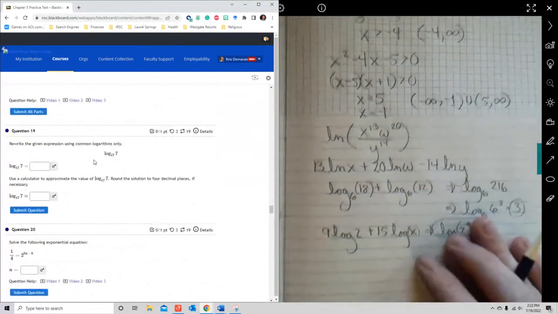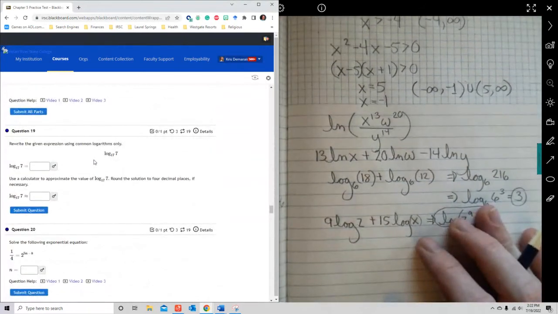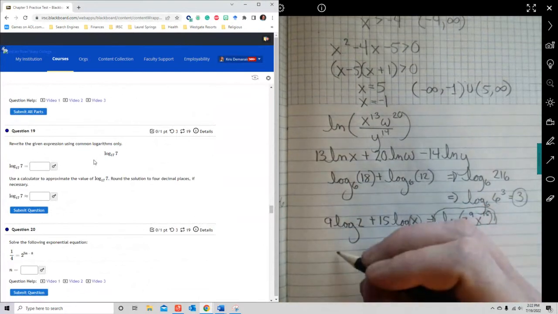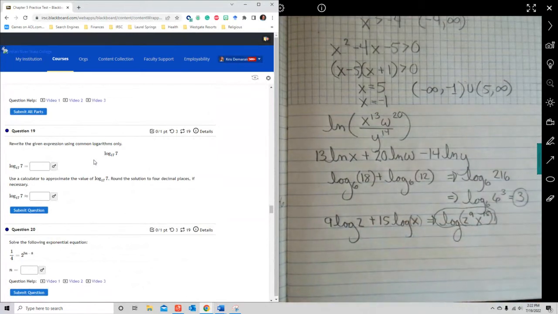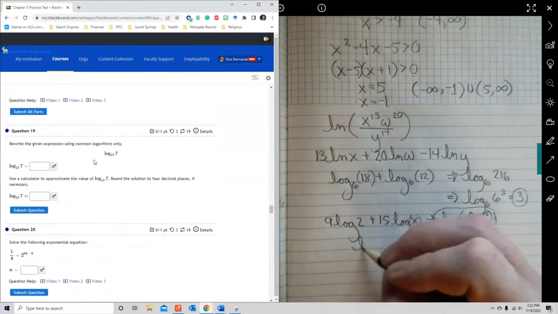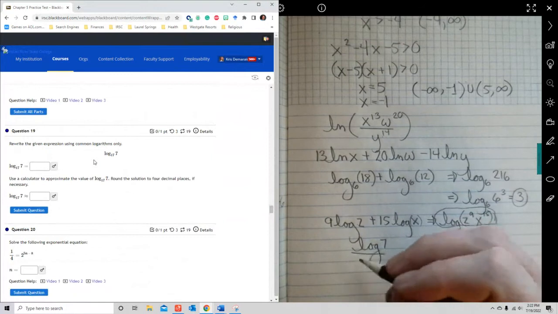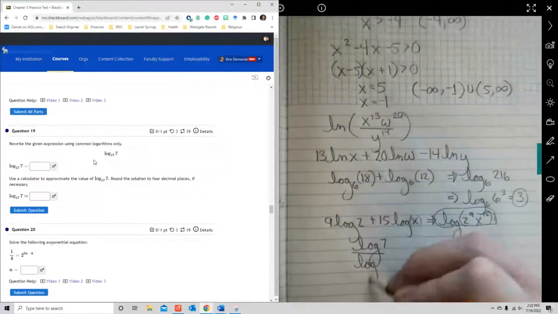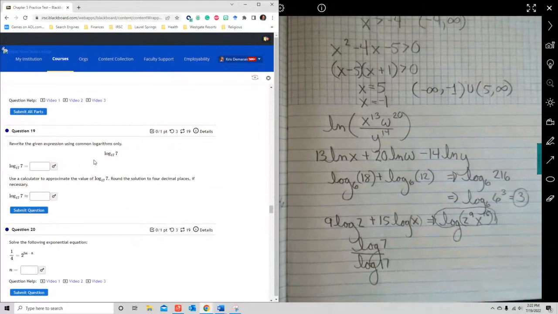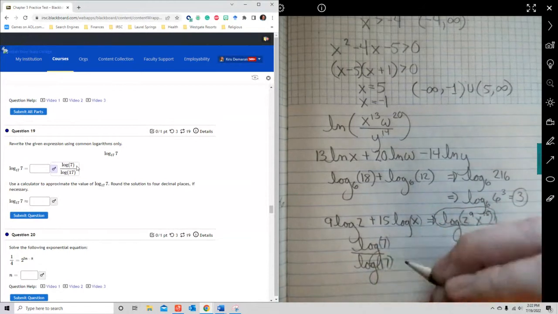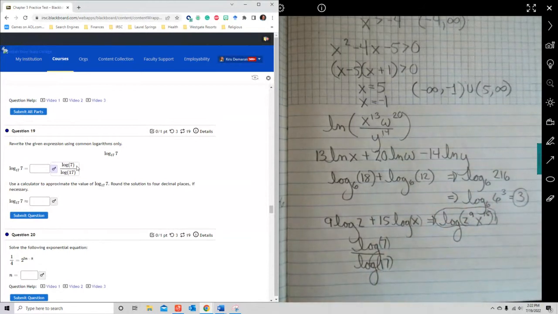All right, now number 19. It says to rewrite the given expression using common logarithms only. Now, common logarithms is just log. So what they're trying to do is use the change of base formula, basically. The change of base formula says take the log of what you're taking the log of, which is the 7, and then you have the log of the base. So then it's log of 17. So that would be the answer we're looking for at the top here. All right. And again, I have a bad habit of not putting in the parentheses. The system won't let you put it in without.